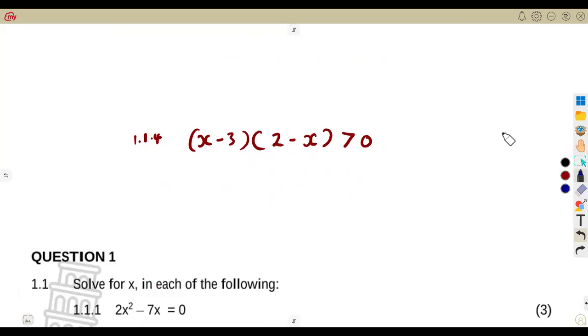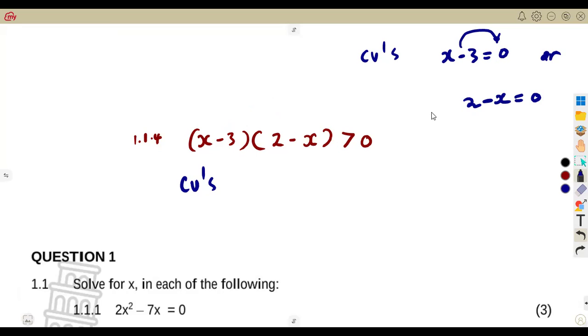Remember your quadratic inequalities, guys, you're going to need critical values. So from here, already we've got brackets. Let's find our critical values from there. Remember, the critical values are the conditions where we equate the brackets to 0, where we take x minus 3 to be equal to 0, or 2 minus x to be equal to 0. So what will be the values of x?